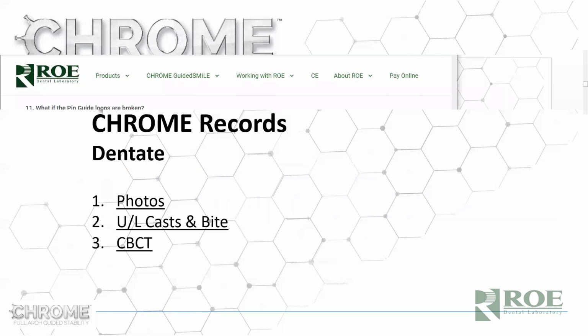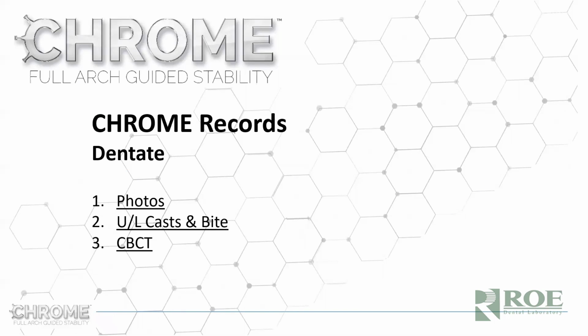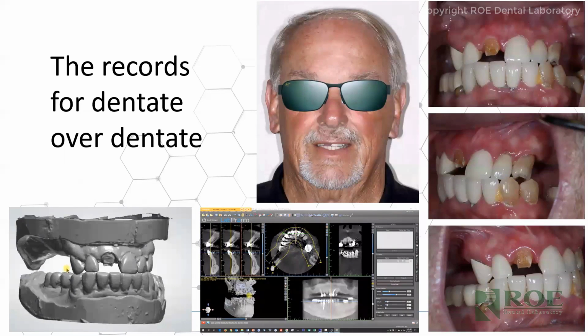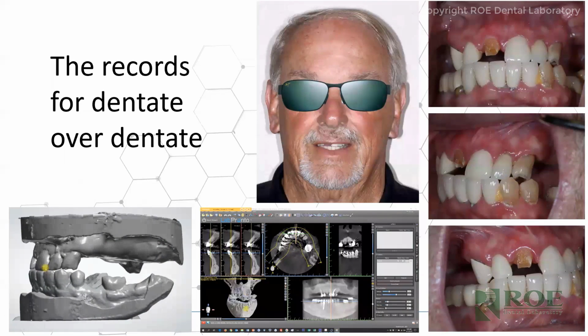In fact, one, two, three: a series of very standard photographs, upper and lower casts in a bite, and a CT scan. That's all that is needed to start a dentate case. So we'll go through the dentate first.